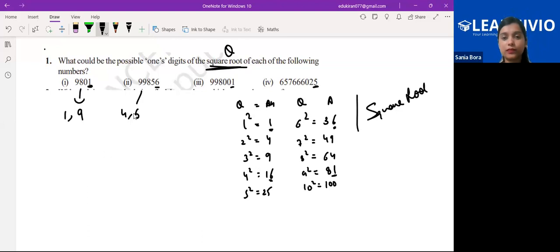For the third one, it's the same, 1 and 9. The third one, it's 1. So it's going to be the same, 1 and 9. Now, Ronnie, you tell me the fourth one. The fourth one is 25.